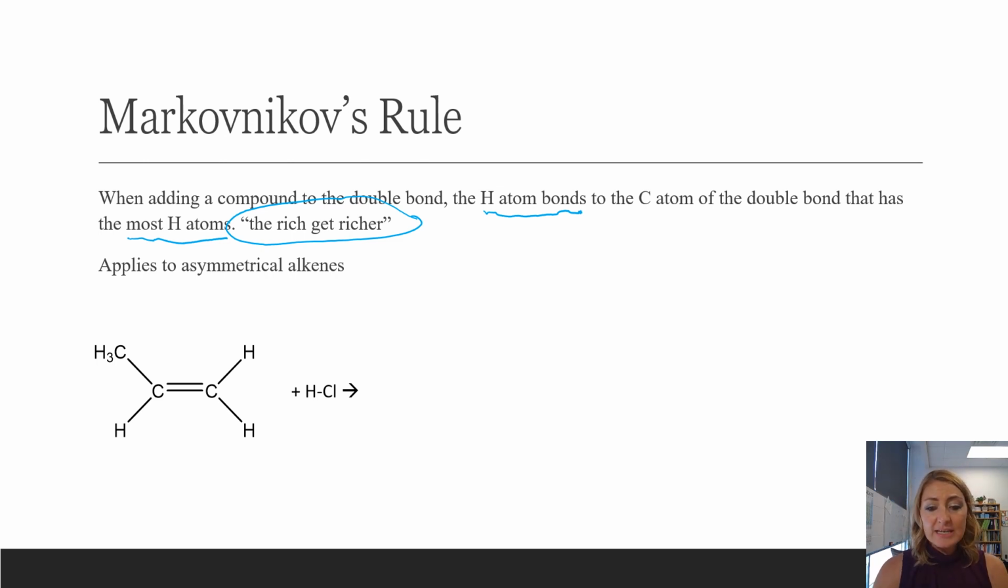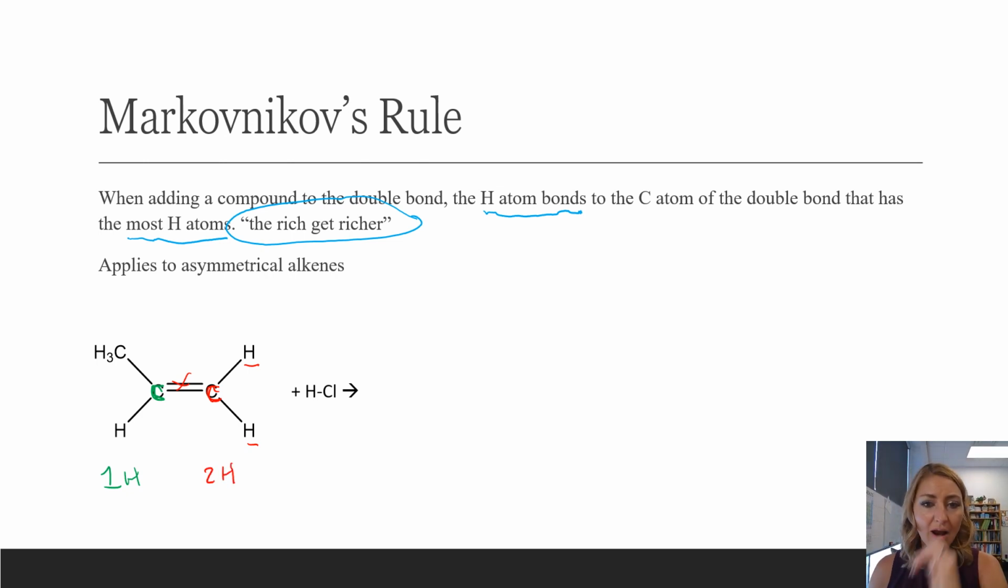All right, so let's take a look at this example. We know we're going to break the bond. We know that either this carbon or this carbon is going to get a hydrogen or a chlorine. So according to Markovnikov's rule, we have to look at the number of hydrogen atoms on each carbon. So let's use different colors. This first carbon in green has one hydrogen coming off of it. This second carbon in red has 2 hydrogens coming off of it.